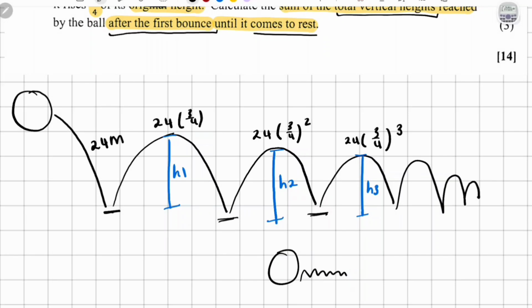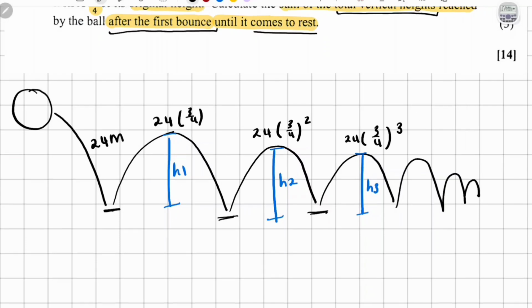And you don't even know how many times it bounced until it stopped bouncing and was just on the floor. So this is a geometric series that converges. These heights are heading towards a specific number. It's heading towards 0. Okay, so that's the sum of all the heights.